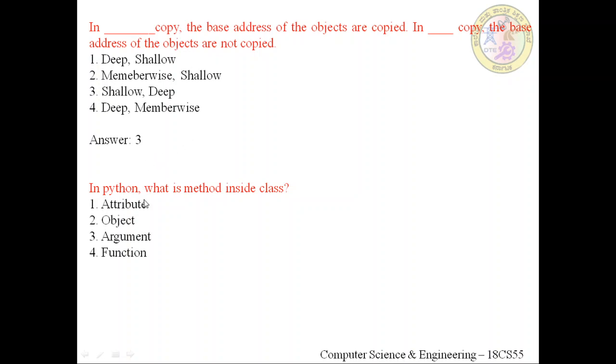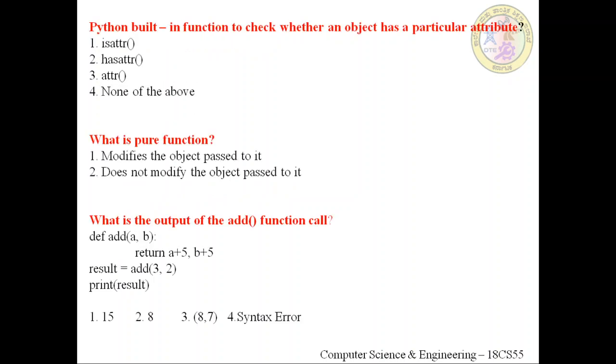In Python, what is the method inside the class? Okay, so it is the function here. As we have seen, the functions inside a class are called methods. So let's go to the next one. Python built-in function to check whether an object has a particular attribute. We have is attribute, second option has attribute, third one has attribute, and fourth one none of the above. So what is your answer now? Yes, it is the second, has attribute.